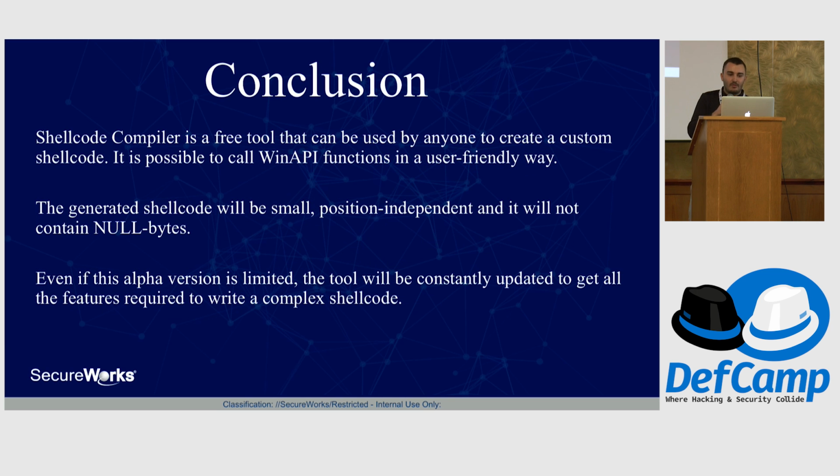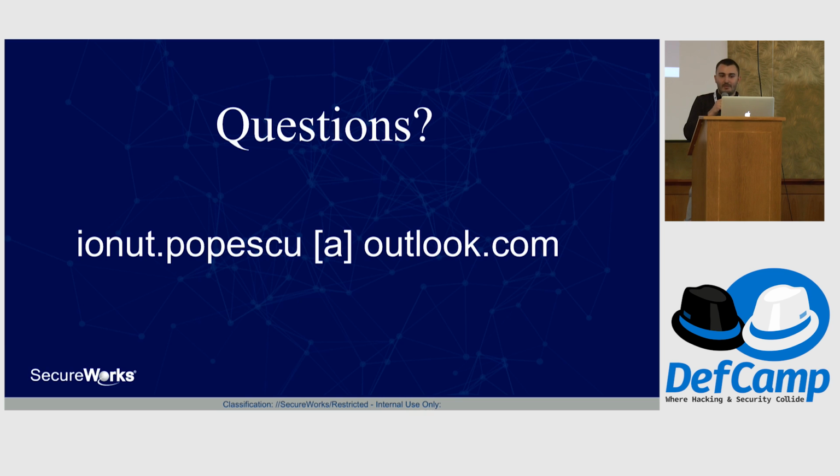As a conclusion, shellcode compiler is a free tool that takes some custom code where you declare functions and call functions, and it will output a shellcode that is small and position independent. It doesn't contain null bytes. Please know that it's the alpha version, so it might have a lot of problems, and you can use GitHub to report any of these issues. If you have any questions.